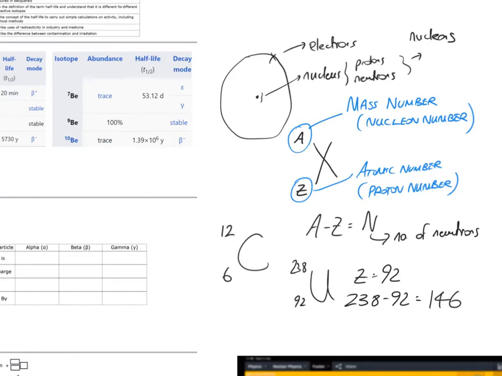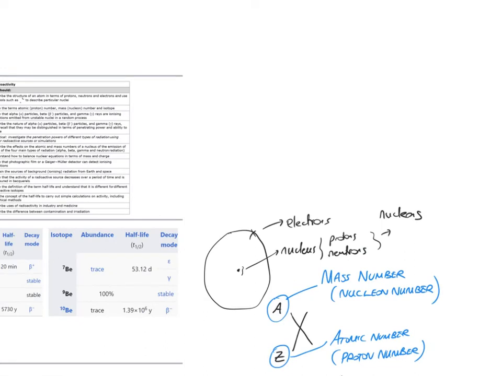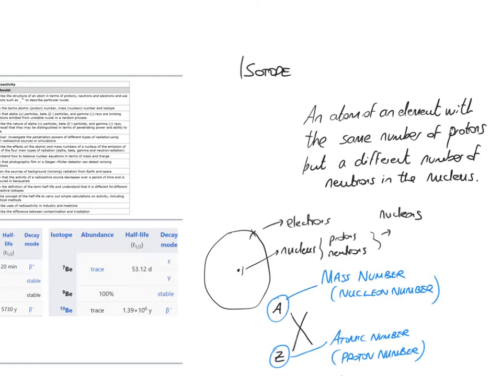Okay, so you should also be aware of isotopes. In fact, you can write the definition of an isotope yourself. Pause the video and have a go. Now, answer in 3, 2, 1. The most important words here are same and different. So it's the same number of protons and a different number of neutrons.